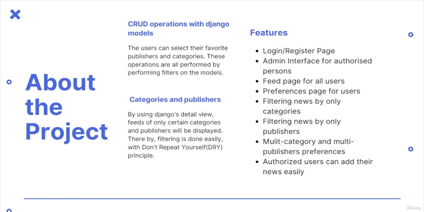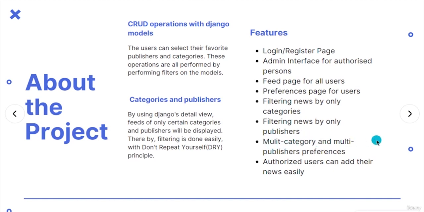I just have two or three HTML files for the detail view and so on. So it uses the DRY principle; we don't repeat the code many times, which is nice. As for the features, it has login and register pages, and an admin interface for making a person authorized for news. Admin users can also delete news. We have a feed page for all users, a preferences page for all users, and we can filter by categories and publishers.